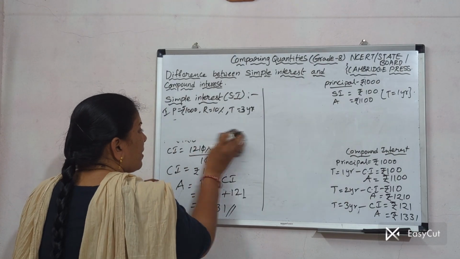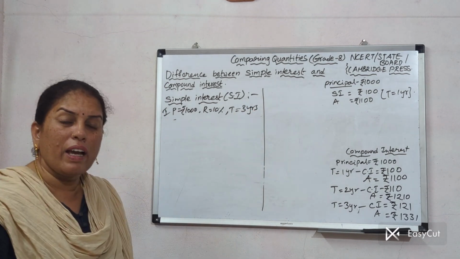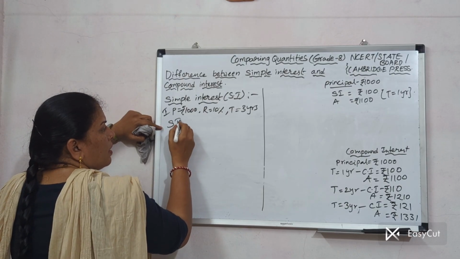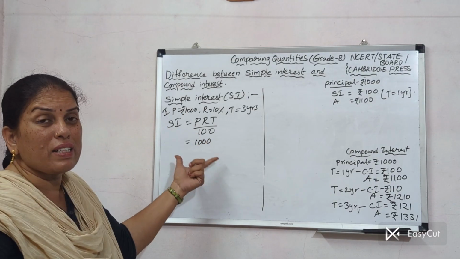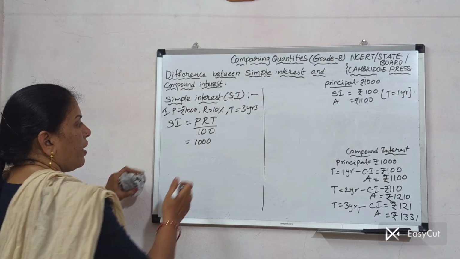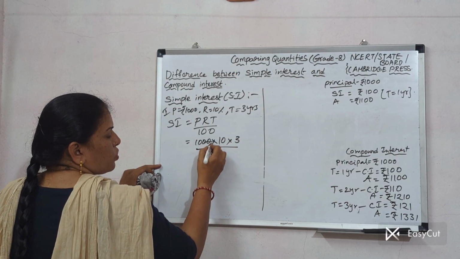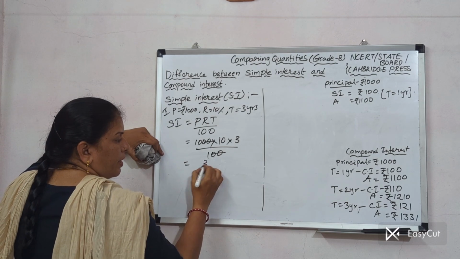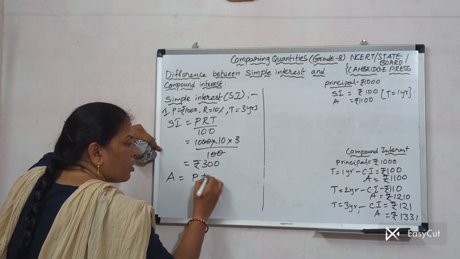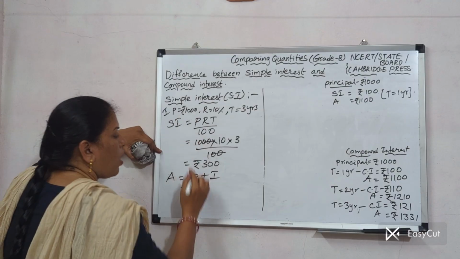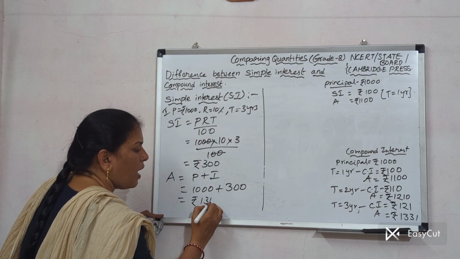Simple interest means, what is the time they gave? 3 years they gave. So, what is the formula for simple interest? PRT by 100. Principal is 1,000. Why I am writing 1,000? Now I am finding simple interest only. First starting question. Into R means how much? 10. Time how many years they gave? 3 years by 100. 2 zeros cancel. 10 into 10, 100. 100 is 300. This is simple interest. I must pay 300 rupees extra. Total amount. Amount is equal to principal plus interest. Principal means how much? 1,000 plus interest means how much? 300 rupees. So, 1,300 rupees is the amount.